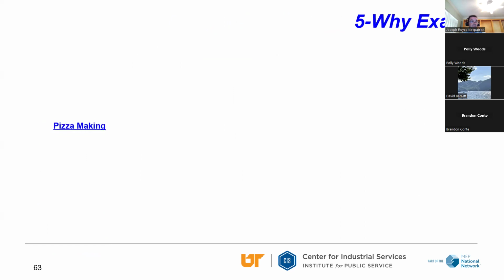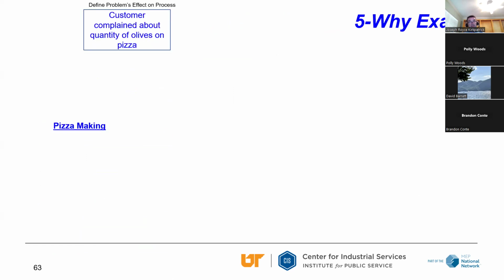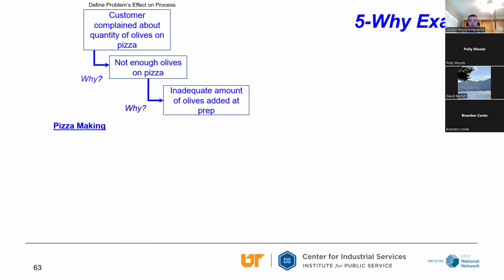Here's an example. We've got a pizza making process. The customer complained about the quantity of olives on a pizza. I don't know who puts olives on pizzas, but somebody did. There were not enough olives. That's why he complained. Why was there not enough olives? There was an inadequate amount of olives applied at the prep station. Why? The process required it to be estimated.